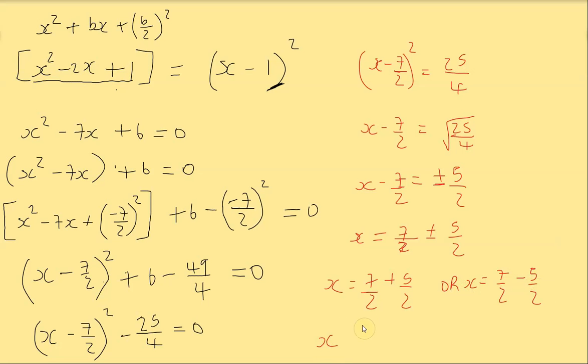And for both cases, 7 over 2 plus 5 over 2 would result in a value of 6, or x is equal to 7 over 2 minus 5 over 2, which would result in a value of 1. So therefore x is equal to either 6 or 1. And we have just solved that using the method of completing the square. Now I'm going to do another problem where the coefficient of the x squared term is not 1.